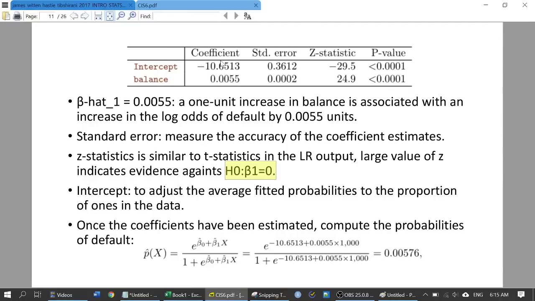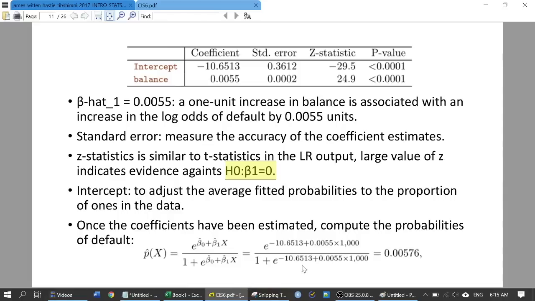How about the intercept here? Well, you don't have to care about the intercept, because this is just to adjust the average fitted probability to the proportion of ones in the data. Once the coefficients have been estimated, we can compute the probability of default. So this is where we make a prediction.